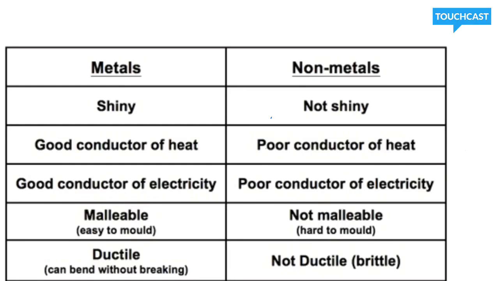And a metalloid can be a combination of the two. Like it could be brittle, but also be a conductor. Or it could be shiny and a semiconductor, meaning it kind of conducts electricity, but not very well.